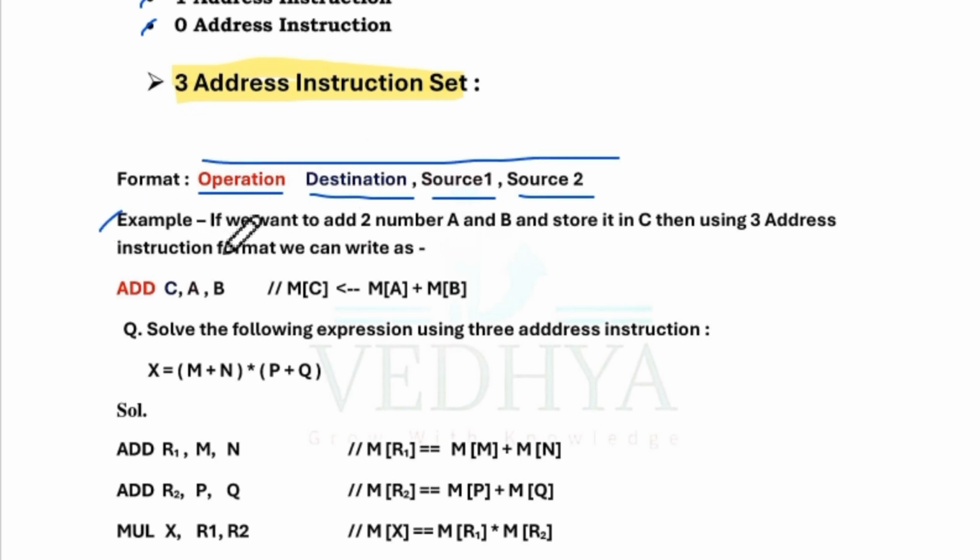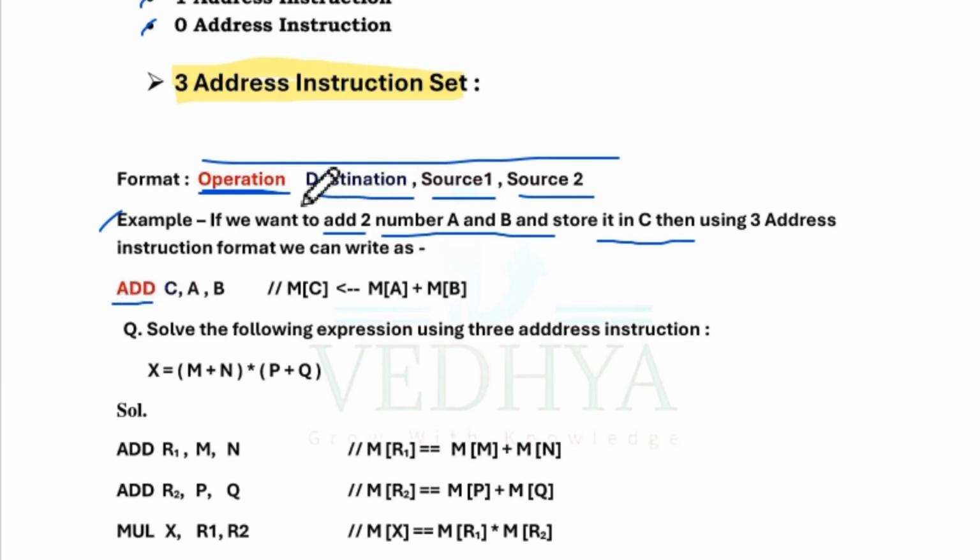So what is the example? Suppose we want to add two numbers, A and B, and store it in C using three address instruction. So what do we have to do? We have to write the format. The format is, first we write the operation. What is the operation here? Add is the operation because we have to add two numbers. So we write add.